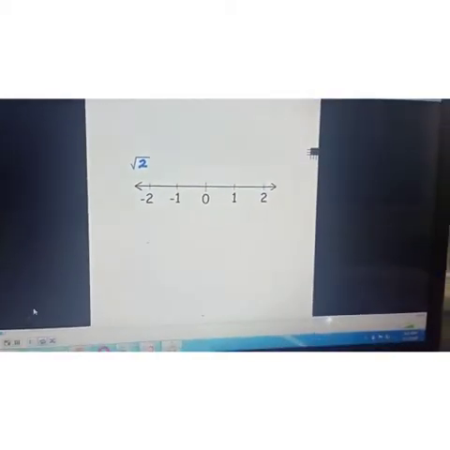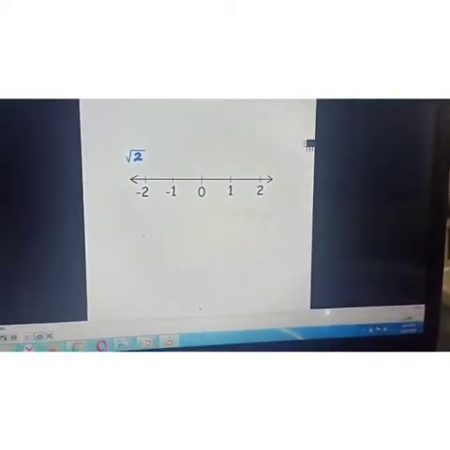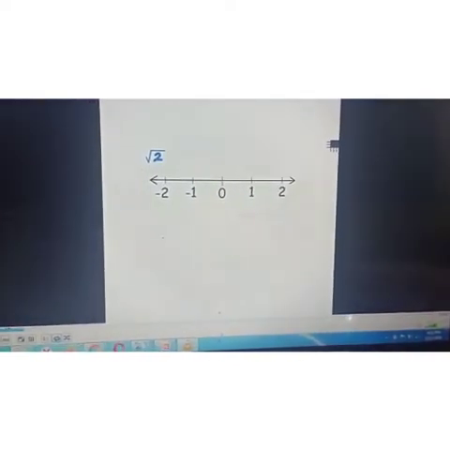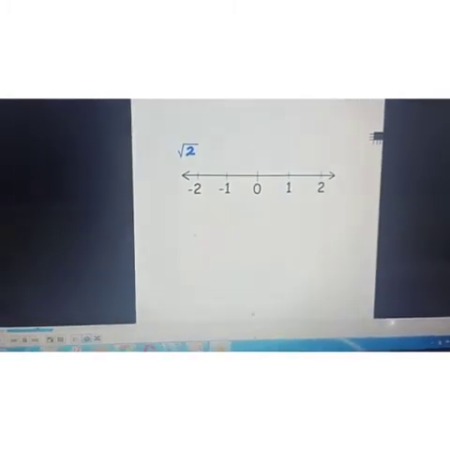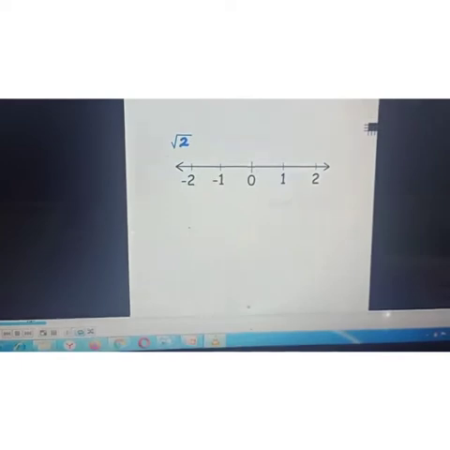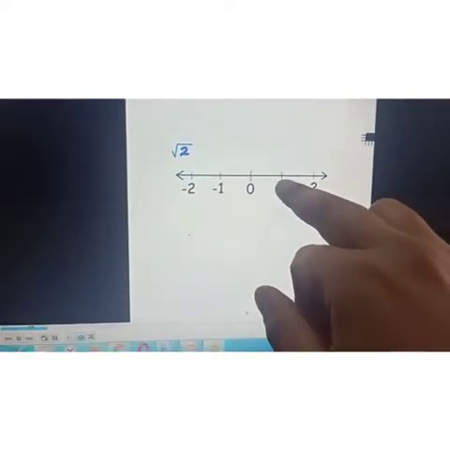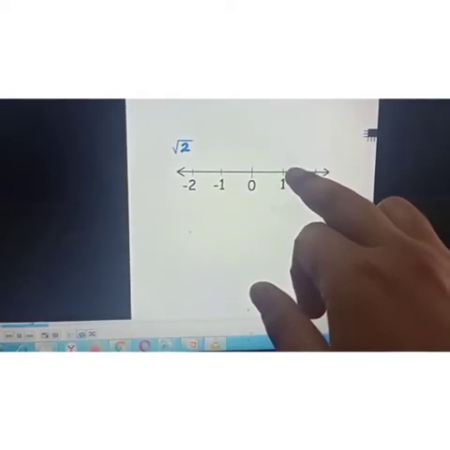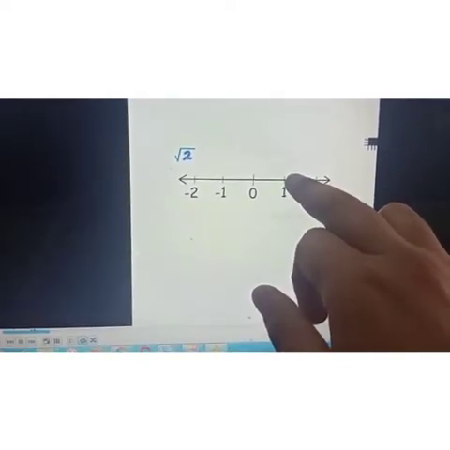Before we start the construction steps, let's draw a number line. As we know, root 2 lies between 1 and 2, because the value of root 2 is 1.414 something. So approximately it comes here, between 1 and 2. Now let's start our basic procedure.